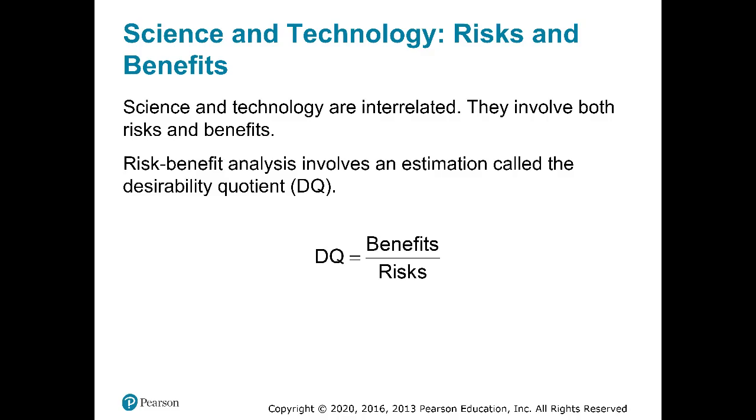So, science and technology, the risks and benefits. Science and technology are going to be interrelated. They're going to involve both risks and benefits, like any activity in the world does. Every single activity can be broken down into risks and benefits. Risk-benefit analysis is going to involve an estimate called the desirability quotient. This is the DQ, which is the benefits over risks.